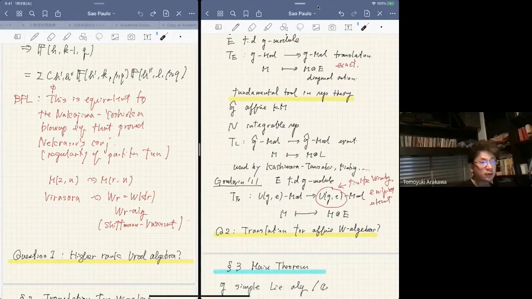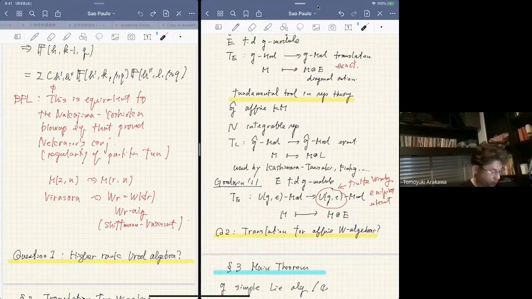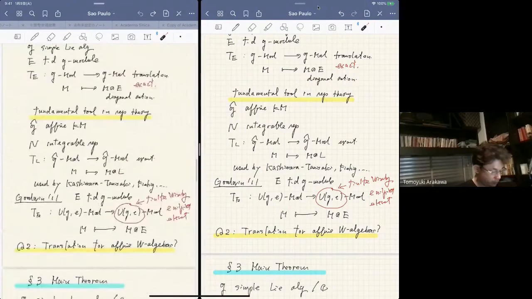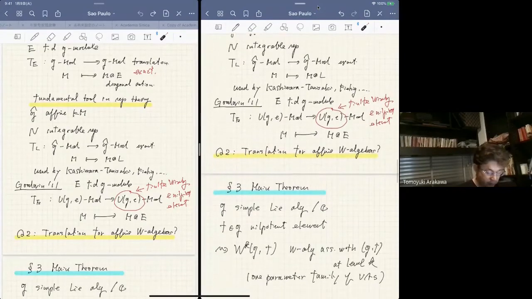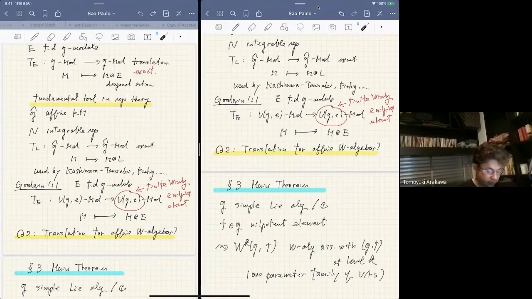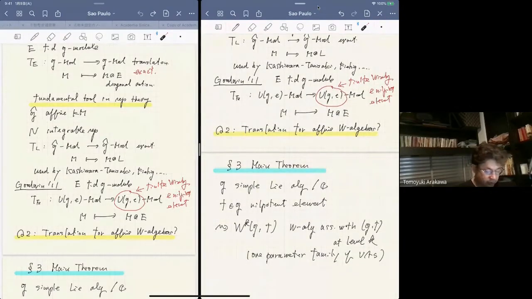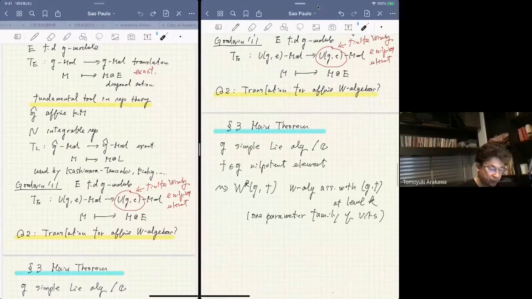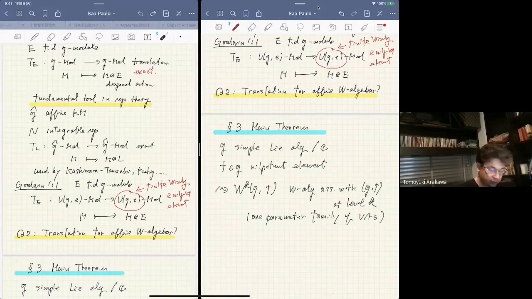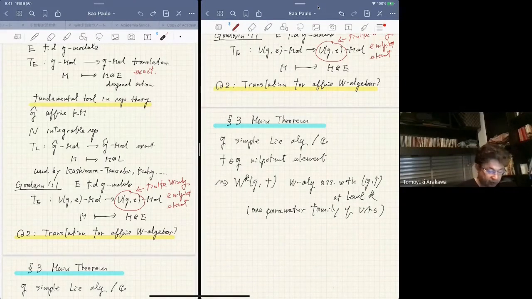Okay, so I have explained two motivations. So now I can try to state the main theorem. Let's consider G to be a simple Lie algebra, and I take some nilpotent element f, and then we can associate with this data G and f a certain one-parameter family of vertex algebras called the W-algebra W^k(g,f). Here k is some parameter.